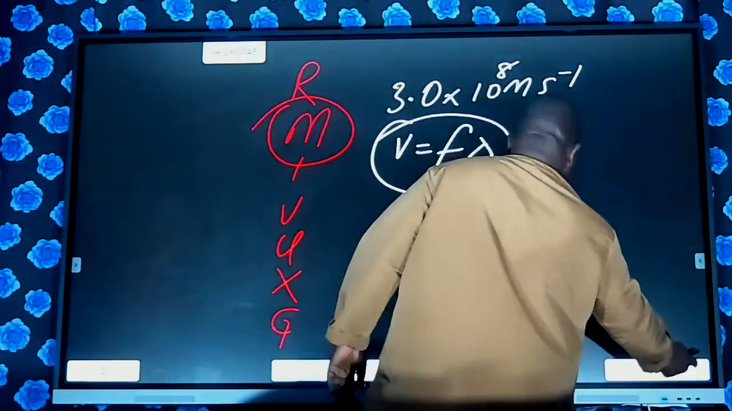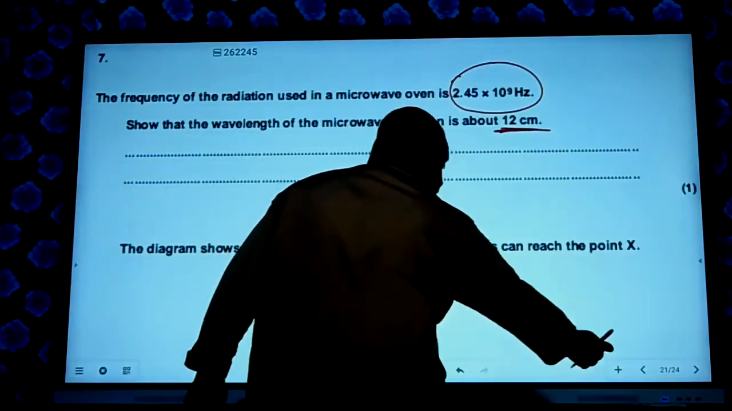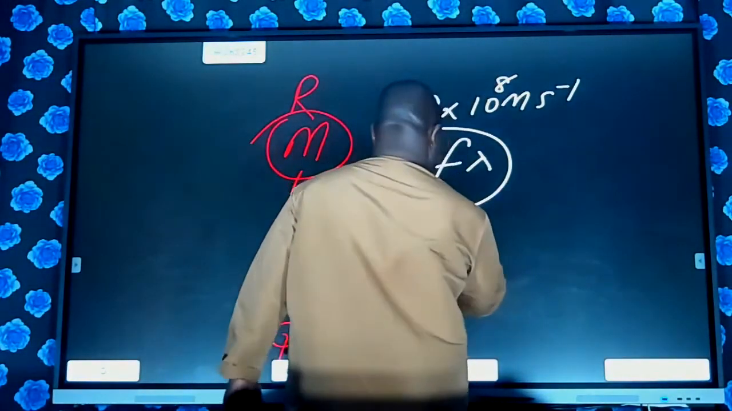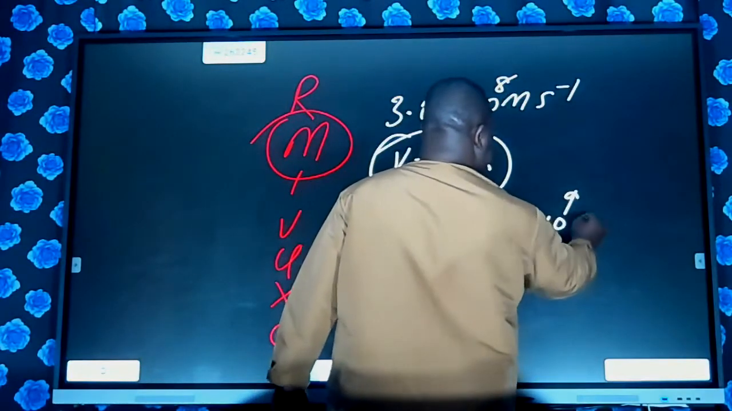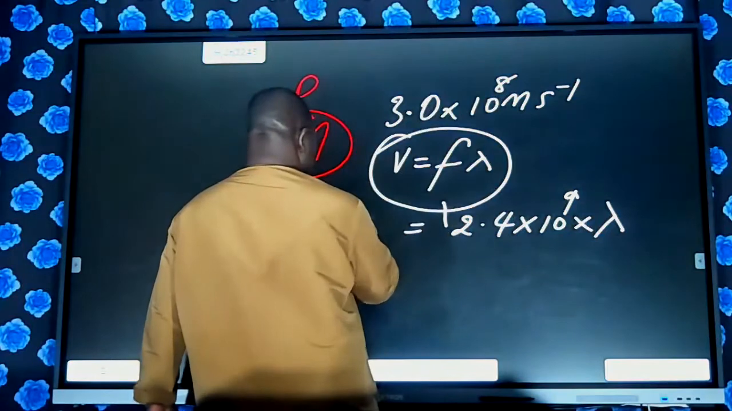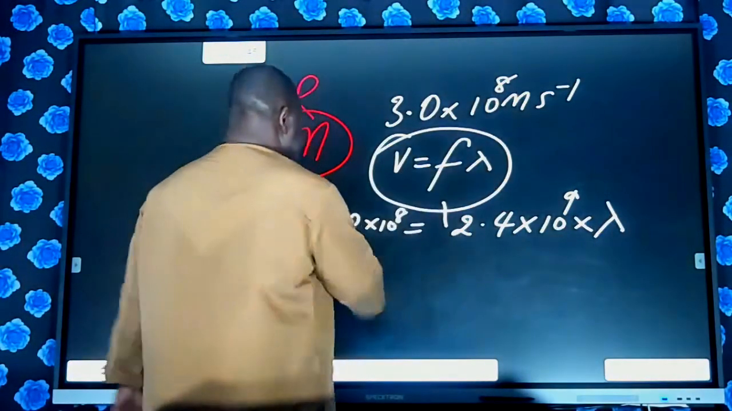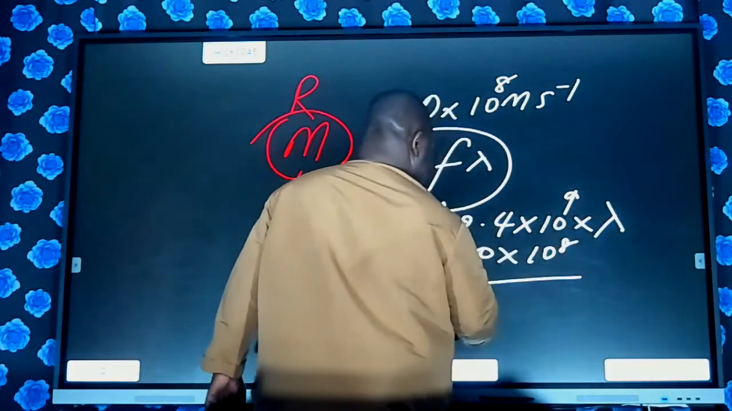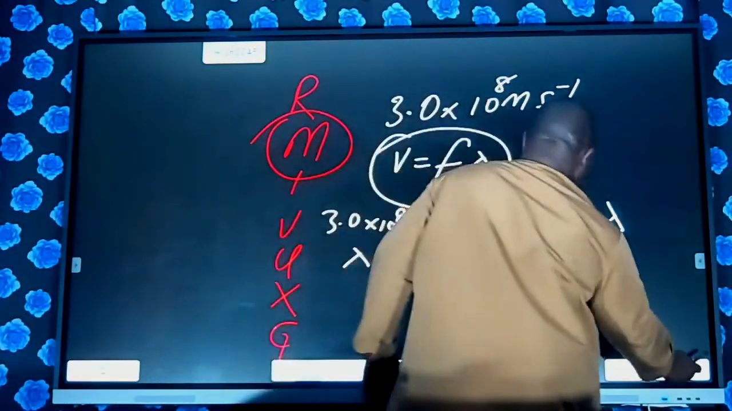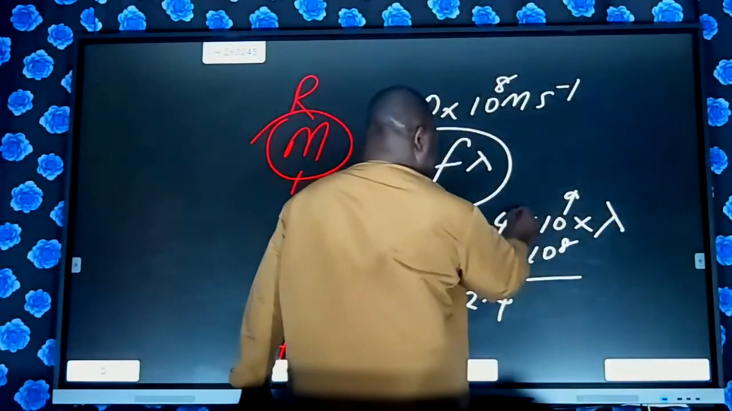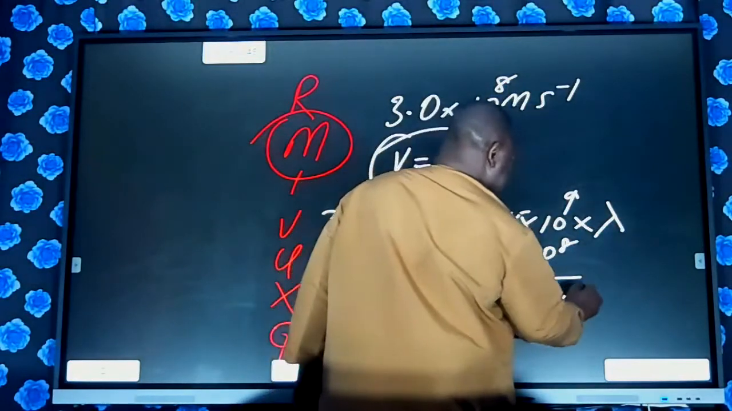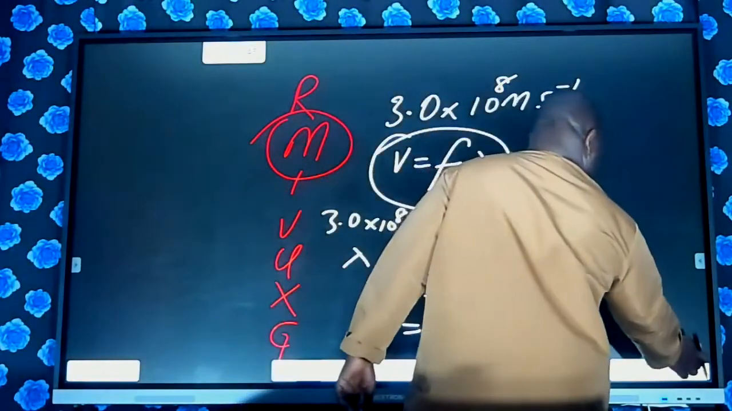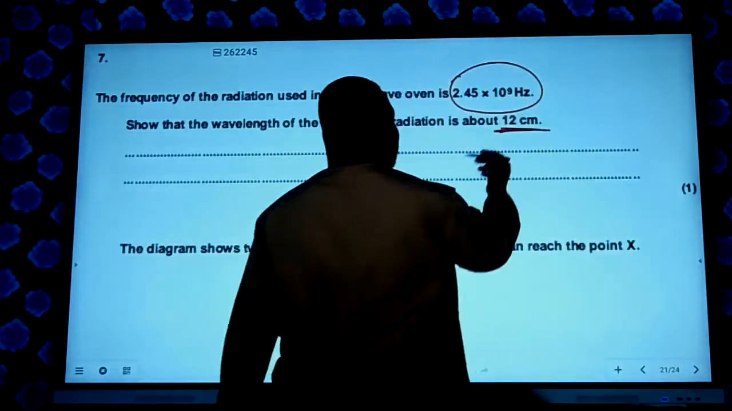Now, simply bring 2.45 times 10 to the power 9 as the frequency, times lambda, is equal to 3.0 times 10 to the power 8. Then it is solved. Lambda will then be equal to 3.0 times 10 to the power 8 divided by 2.45 times 10 raised to the power 9. And your answer will be around 12.1 to 12.2 centimeters at the end of the day.